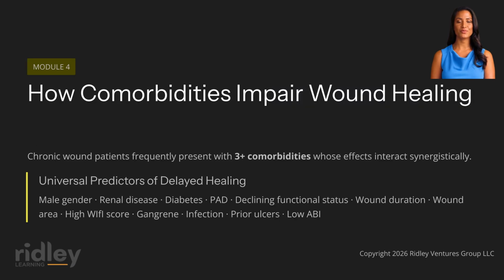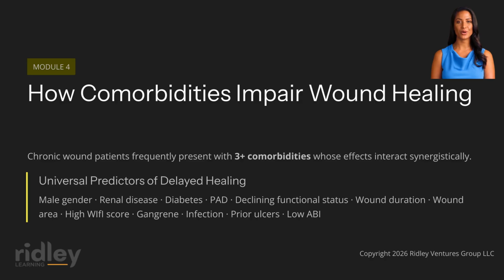Now we're moving into Module 4, Impact of Comorbidities on Wound Healing. Comorbid conditions profoundly alter wound healing physiology through multiple interconnected mechanisms, substantially reducing healing rates and increasing complications across all wound types. The effect of comorbidities extends beyond individual disease processes to include the cumulative and synergistic interactions between multiple concurrent conditions. Patients with chronic wounds frequently present with 3 or more comorbidities, creating complex clinical scenarios where standard management algorithms designed for single etiology wounds may prove insufficient.